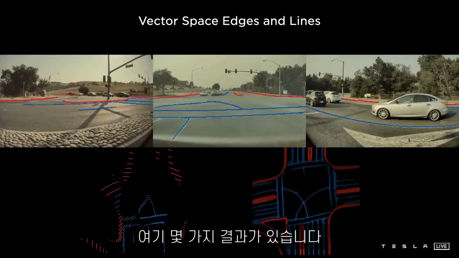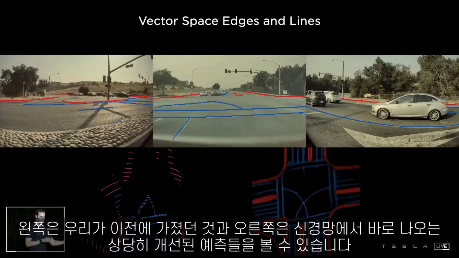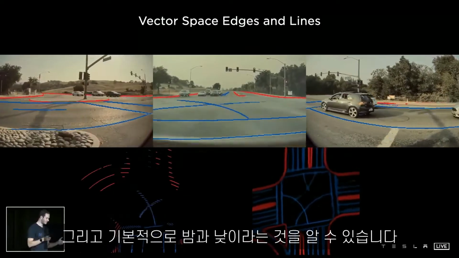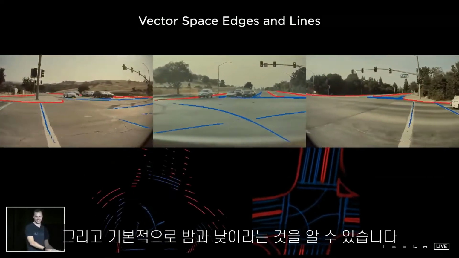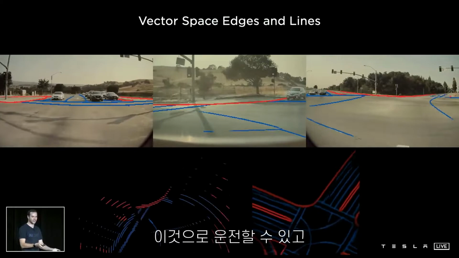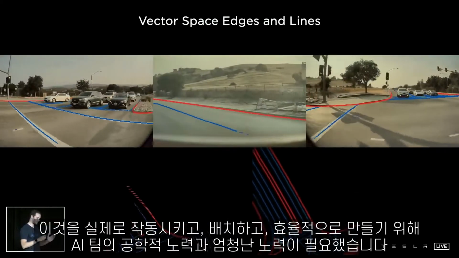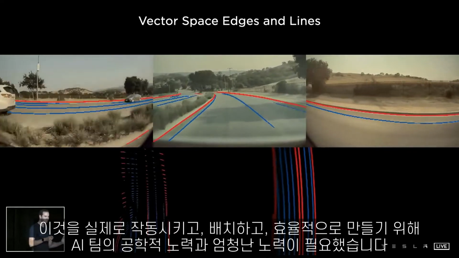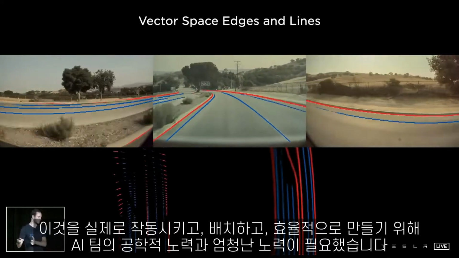So here are some of the results. On the left, we are seeing what we had before, and on the right, we're now seeing significantly improved predictions coming directly out of the neural net. This is a multi-camera network predicting directly in vector space, and you can see that it's basically night and day. You can actually drive on this. And this took some time and some engineering and incredible work from the AI team to actually get this to work and deploy and make it efficient in the car.